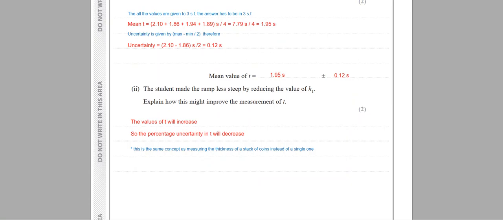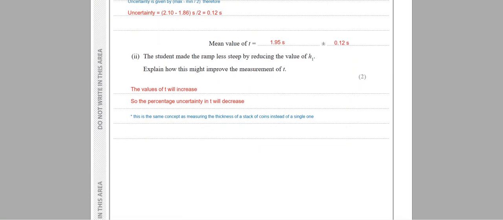The second part is the same as taking readings of a stack of paper, or you fold paper several times to find the thickness of one sheet. If you increase the measured value, the uncertainty remains the same, but the percentage uncertainty decreases.